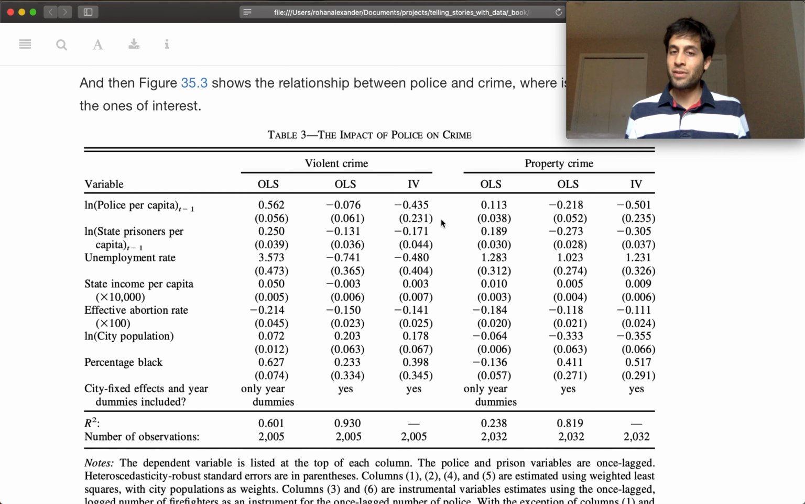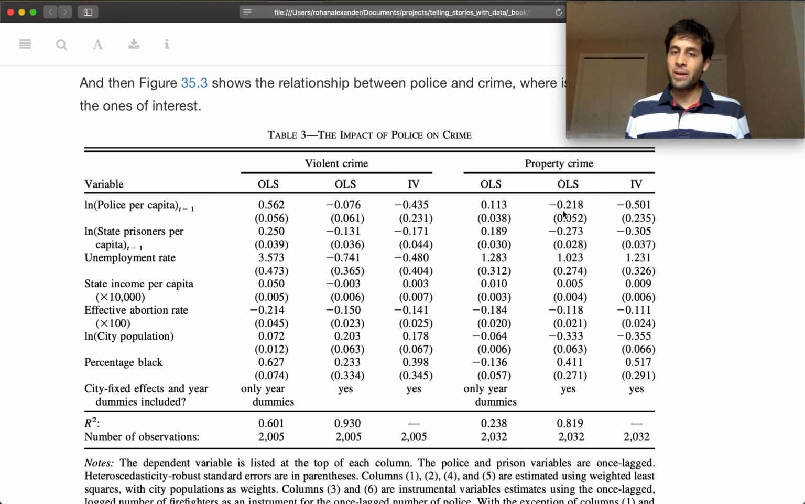You will notice that we have some fairly wide standard errors on this estimate, and that's fine. Levitt goes on to say that we should look more at the direction, the negative sign on this estimate, rather than the magnitude itself. And we can see that the sign is negative for both violent crime and also for property crime, and so that's great.